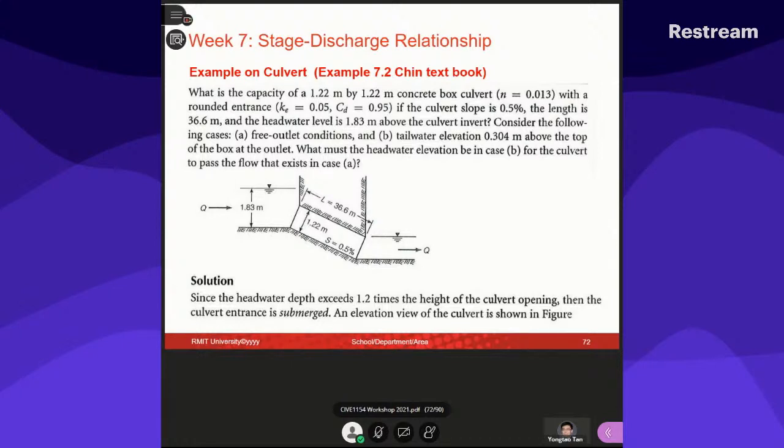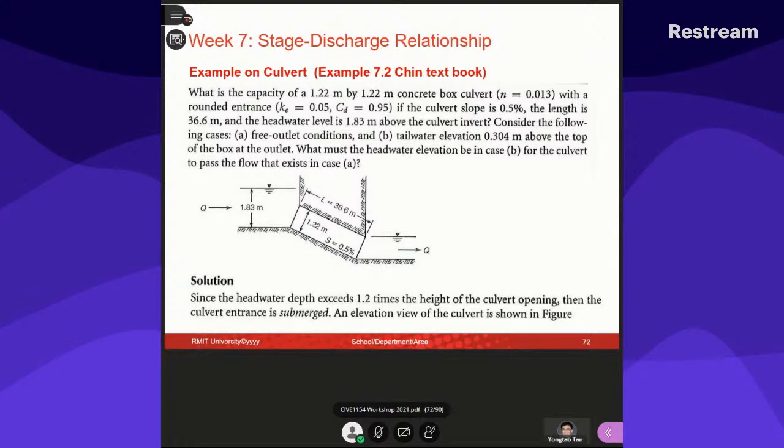Okay, and in part B, the tail water elevation is 0.304 meters above the top of the box at the outlet. Okay, and what must the headwater elevation be in case B for the culvert to pass the flow that exists in case A? So this question is actually related to the first part.